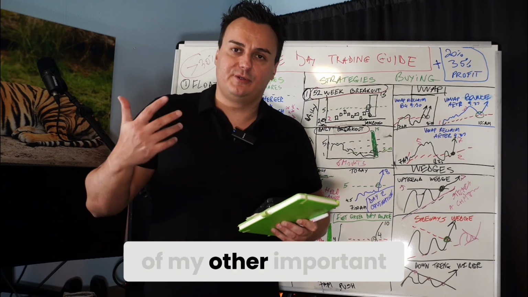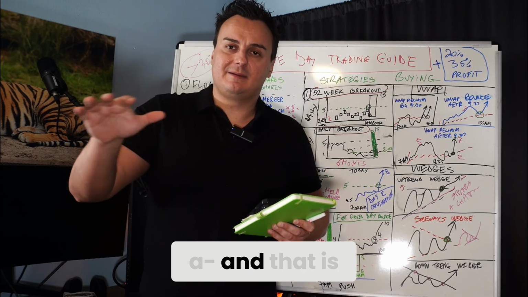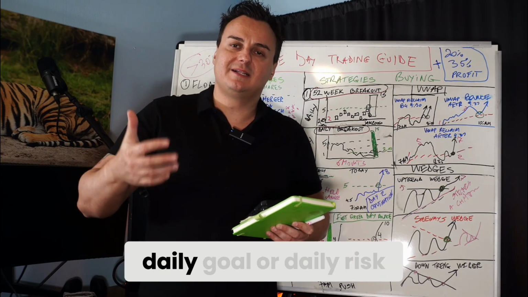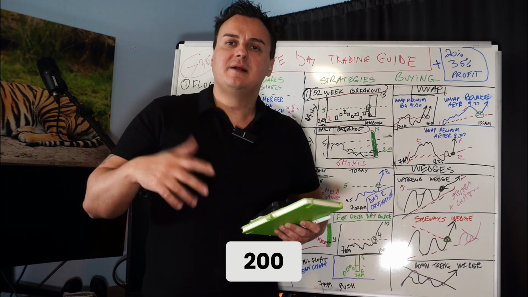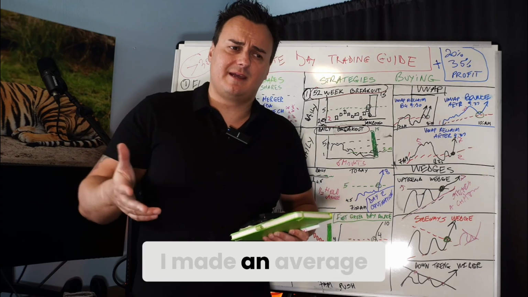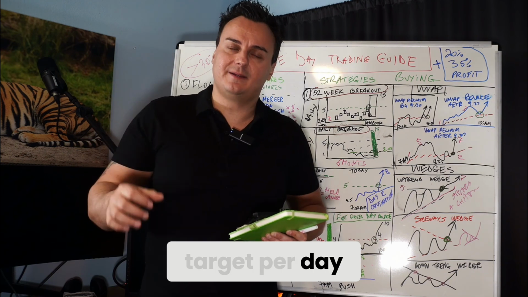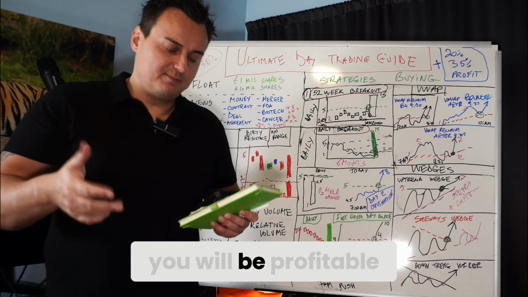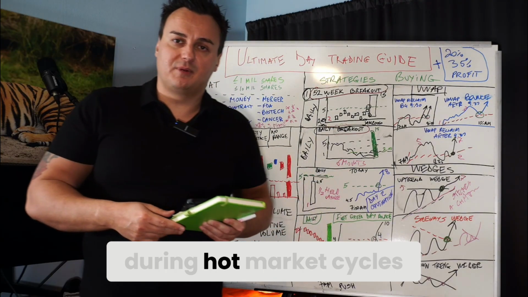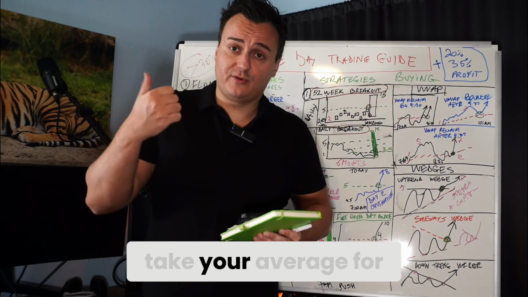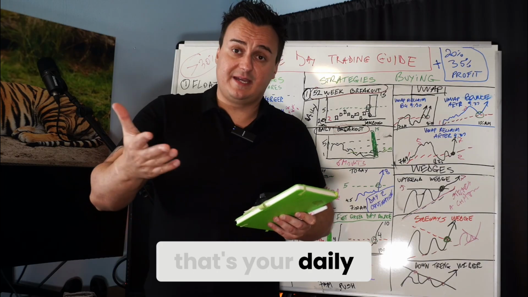One of my other important rules is to take your average 10, 15 days of profit, and that is what you should be using as your daily goal or daily risk. Say I make 300, 500, 300, 200. Say in the past 15 days, I made an average of $250. That is my risk per day, and that is my target per day. If you do this consistently, you will be profitable and you will survive hot and cold periods, and you will prosper during hot market cycles. So remember, take your average for the past 15 days of profit, and that's your daily goal. That's your daily loss.